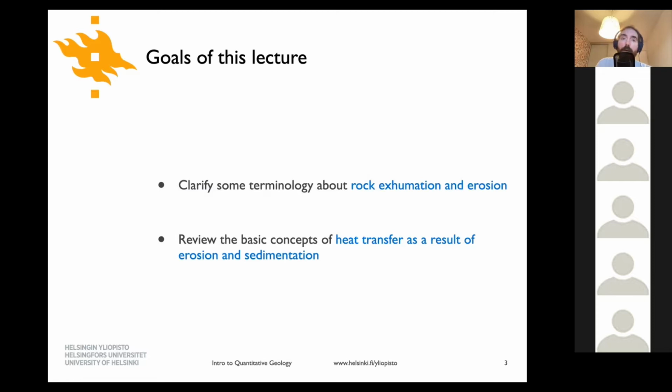So there's two things I want to point out here. One is about some terminology. This is mostly just to make sure that you're clear and maybe not confused about what we're referring to, and then talk about heat transfer as a result of either erosion or sedimentation, just looking at things in one dimension, so only considering how heat is transferred vertically.